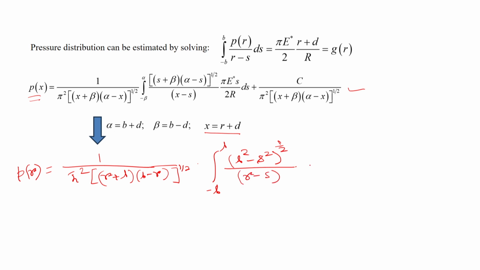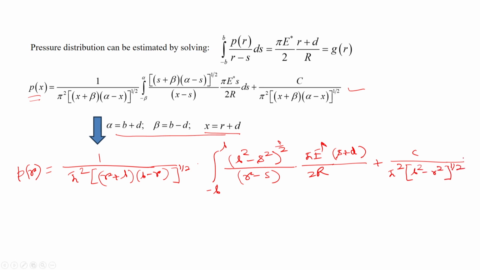And here it will be r minus s, and this is pi e star by 2r, instead of s we will have s plus d here, because all these things are happening because we are using this substitution. So it will be like that, and then plus as it is we have c, and this is pi square, and over here this is b plus r and b minus r, so it is b square minus r square square root, like that. And we know that for the symmetric expression we have the solutions for this integral and we will use that.